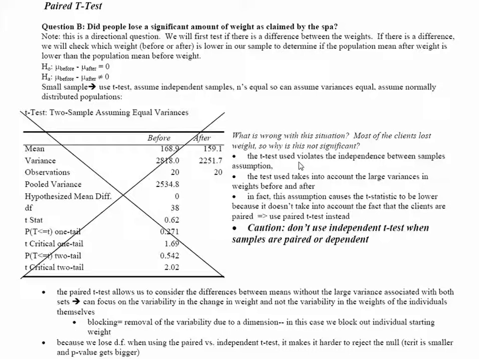The question is, did people lose a significant amount of weight as claimed by the SPA? Well, we're asking really a different question here than we did with the independent sample t-test. We're not looking at the differences as a whole. We're looking at the individual differences, or the weights before and the weights after. We're really measuring, is the mean difference in the weights equal to 0 or not equal to 0? This is fundamentally different. Did they, on average, lose weight, or is that difference something greater than 0?